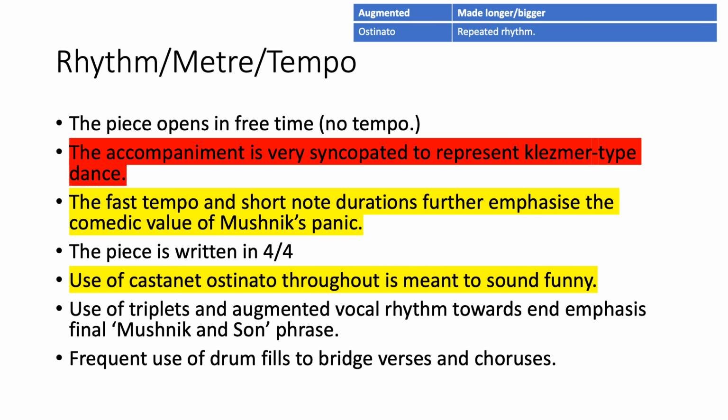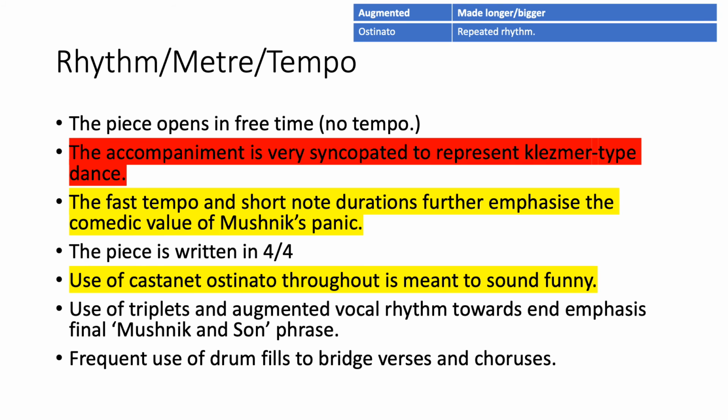And the last thing that we're going to talk about then is rhythm, meter and tempo. I like to lump these three together. They're all very different, but they tend to mean similar things. The piece opens in free time, and that means that there is no tempo to begin with before the singing starts. The accompaniment is very syncopated, so offbeat, and that represents our klezmer type dance that we're hearing.